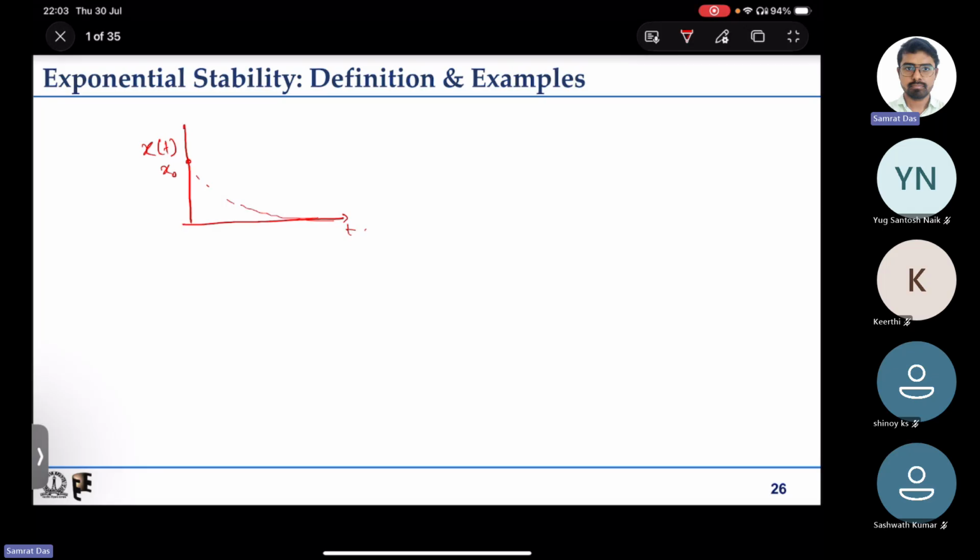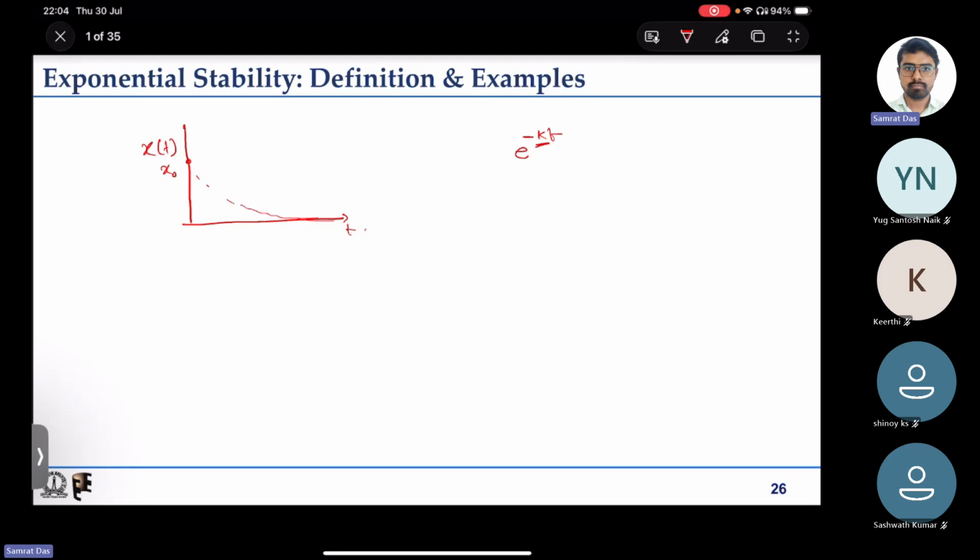So what is exponential decay? It is basically e to the power minus kt, where k can be any real number, as small as possible. But it has to be at least as fast as an exponential. So you could take k as small as possible. The system has to be at least as fast as that to come back to 0. Then it is called exponentially stable.